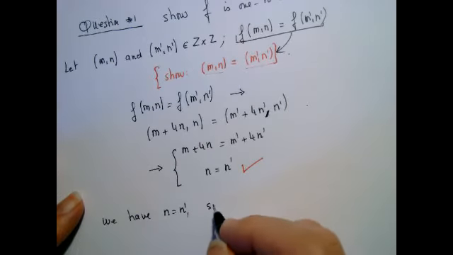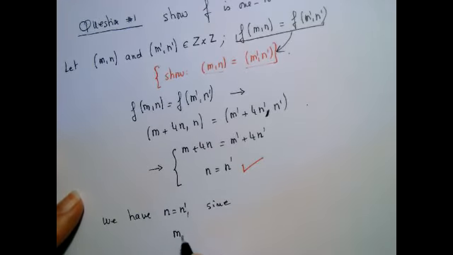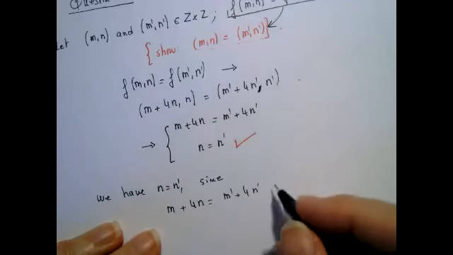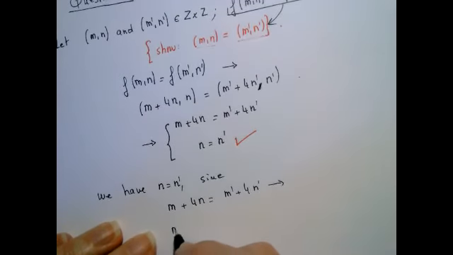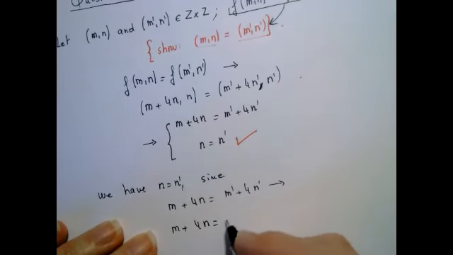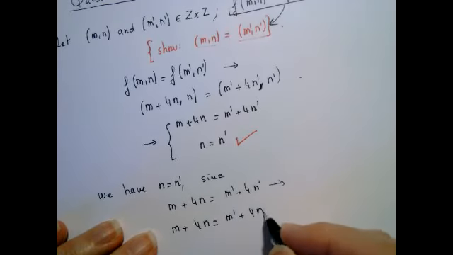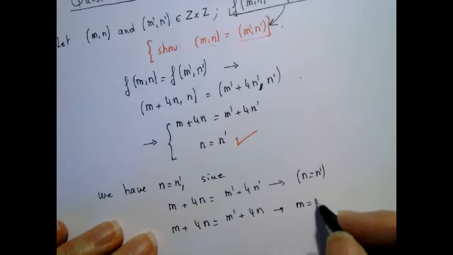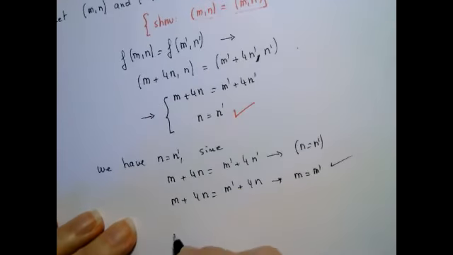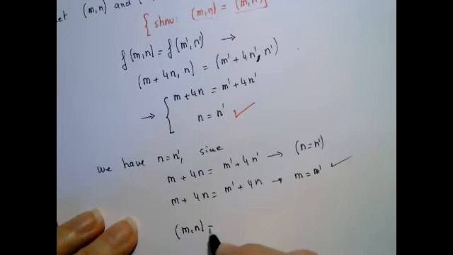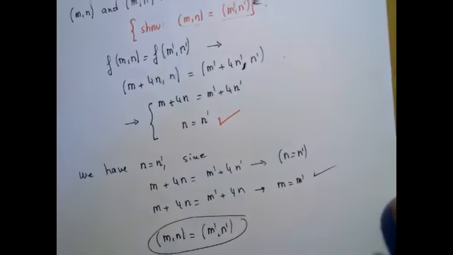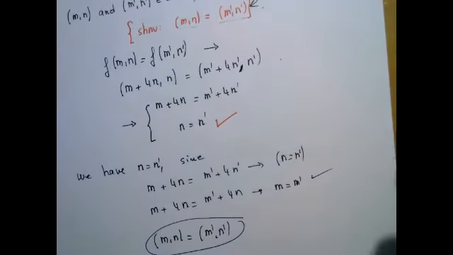But since m plus 4n is equal to m prime plus 4n prime, this gives me that m plus 4n equals m prime plus 4n. I'm using the fact n equals n prime, hence m equals m prime. So the pair (m, n) equals the pair (m prime, n prime). Okay, so that's an exercise in how to prove this one-to-oneness.